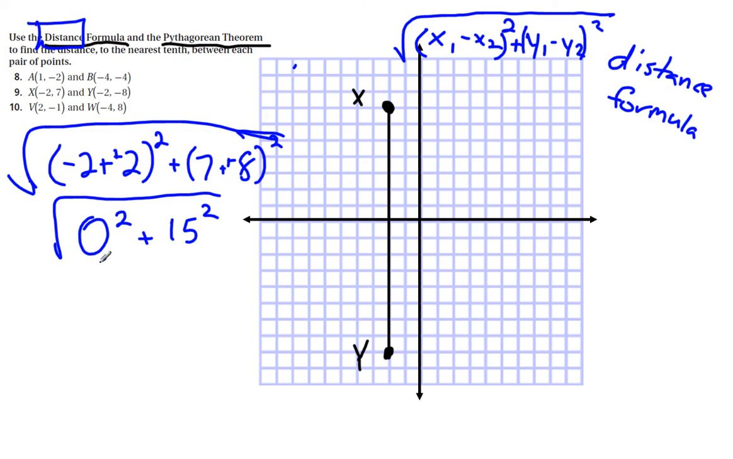So 0 squared is just 0. I'm not going to keep writing that down. 15 squared is 225. And then the square root of 225. Why did we not have to do this? Because we just squared it just to square root it. And we get 15 again. So our distance is 15. That's it. See, was that so bad? Nah, that was easy. Hopefully this next one will be more of a challenge.